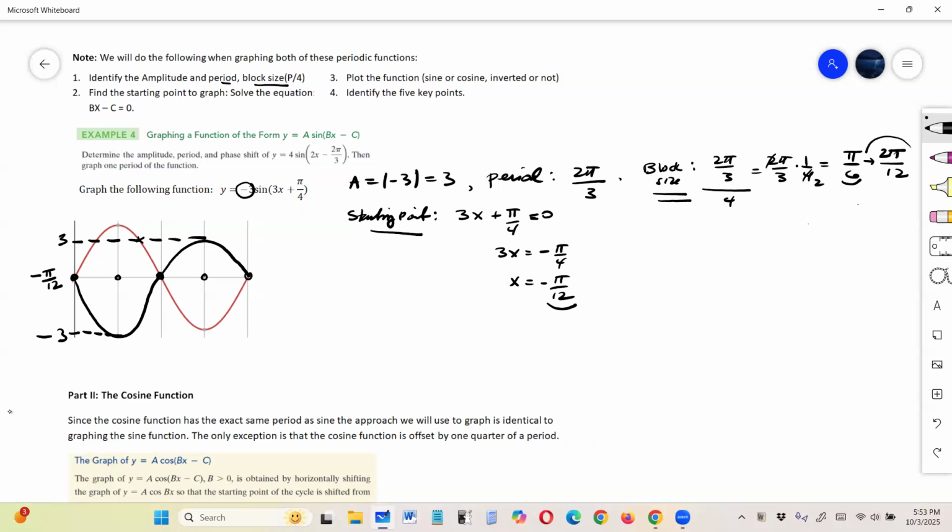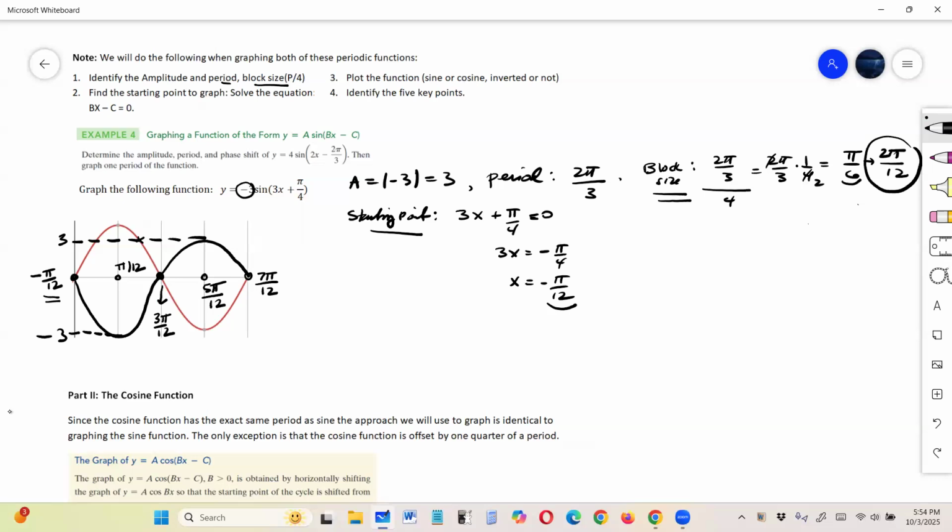Now, I already know the block size. The block size is 2 pi over 12. So the next point, the second one, is 2 pi over 12 from the negative pi over 12. So 2 pi over 12 minus pi over 12. So obviously this is pi over 12. The next point right here is 2 pi over 12 away. So 3 pi over 12. The next point is 2 pi over 12 away, 5 pi over 12. And the last one is again 2 pi over 12, which is 7 pi over 12.